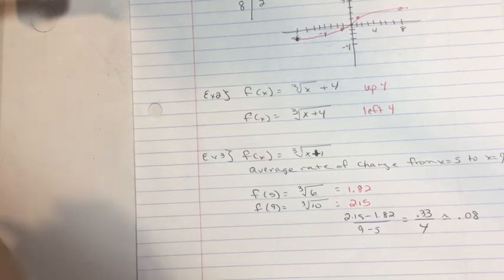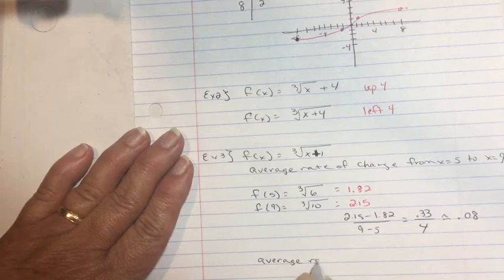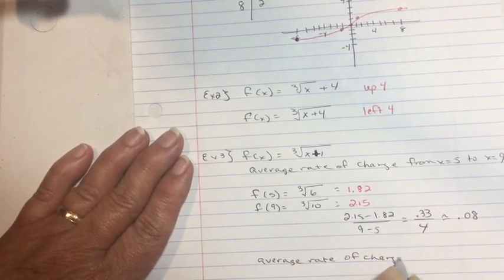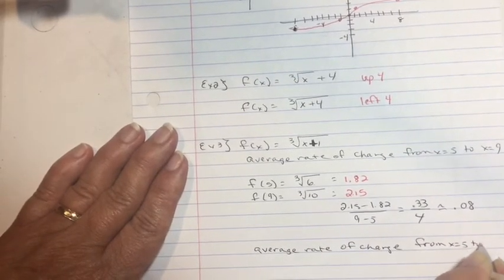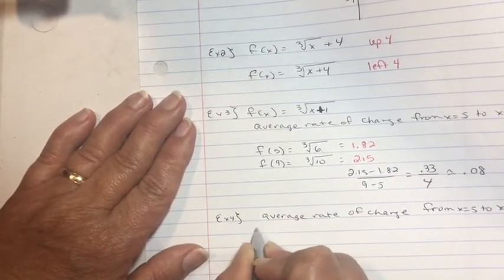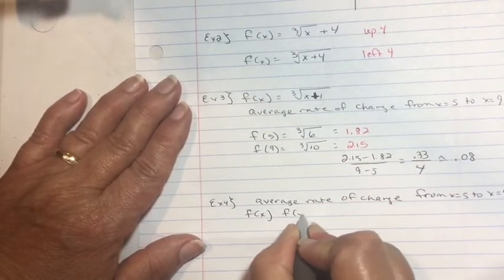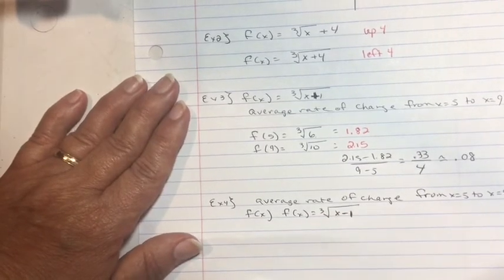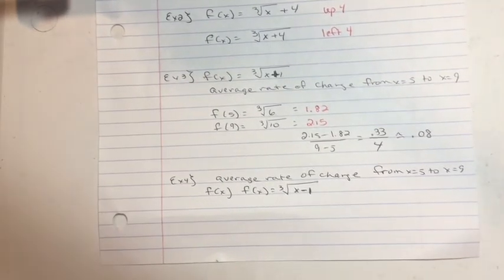Okay, for that same function, let's go ahead now and figure out the average rate of change. I'm going to keep it from 5 to 9, but this time let's make this example 4, and for the function, let's use the one that I was supposed to have used up at the top. Let's do the cubed root of x minus 1. Go ahead and pause the video and try that one on your own.